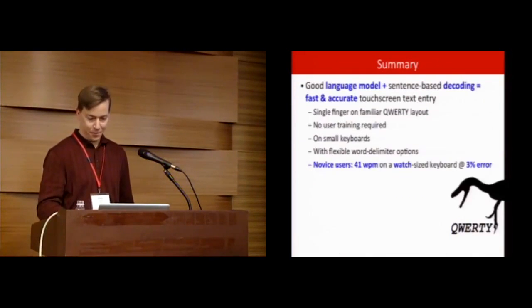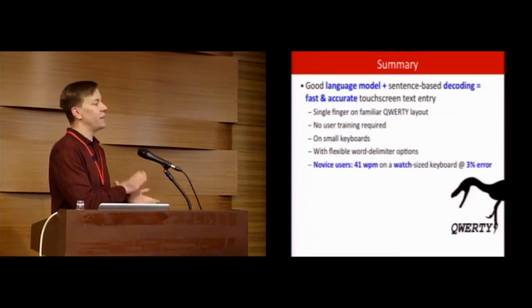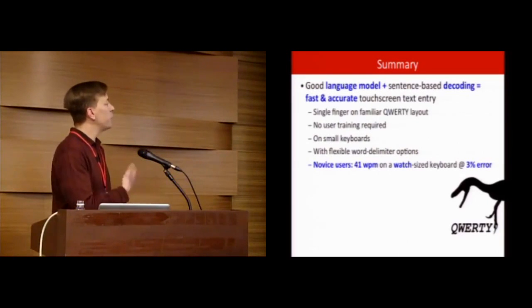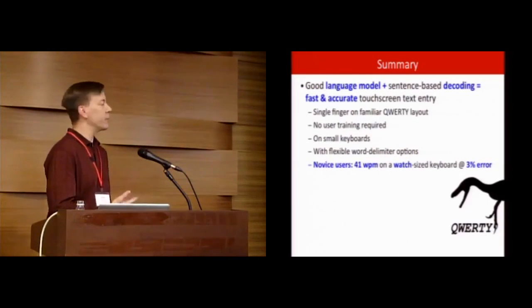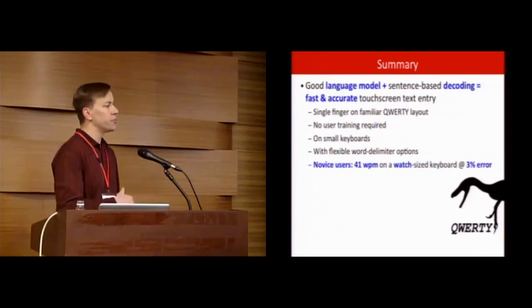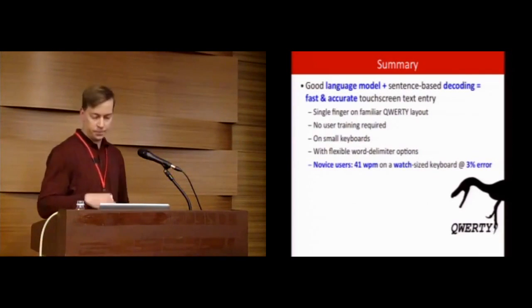Just to summarize, I told you about VelociTap, and what it does is it combines a really good language model with a really good search decoder. Even though we're just using conventional status quo tap single finger on a QWERTY, people were able to go very rapidly and very accurately, even on watch-sized keyboards. On our final block, novices were writing at over 40 words a minute on a 40 millimeter keyboard.